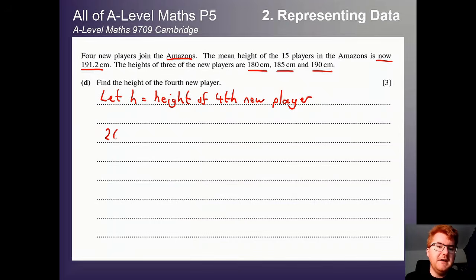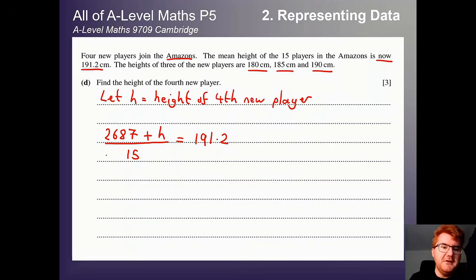The total height of the 14 players is 2,687. I add on this extra person that I don't know their height. Now I have 15 players in total, so I take that total, divide it by 15, and this will be equal to the new mean, which is 191.2. So notice from there I've managed to generate an equation that I can work with.